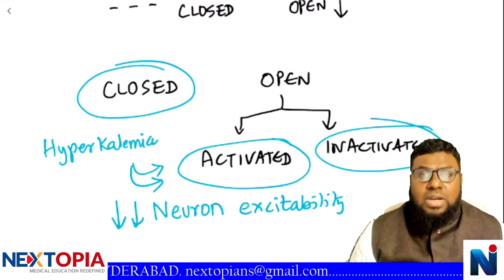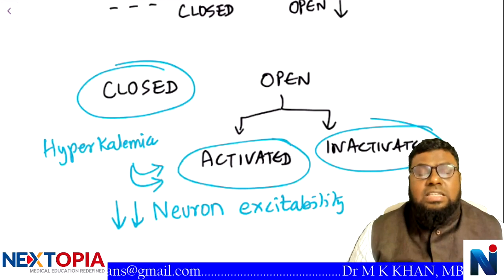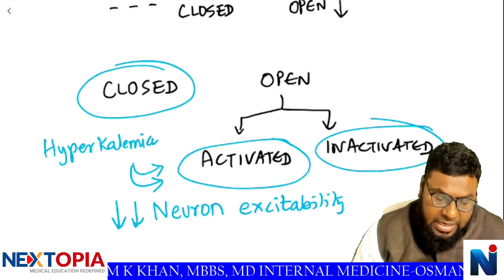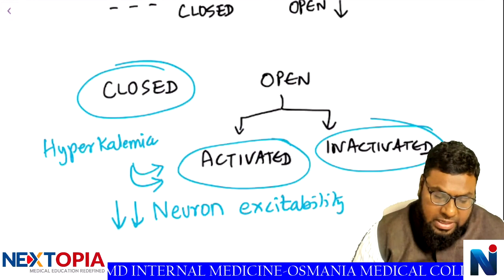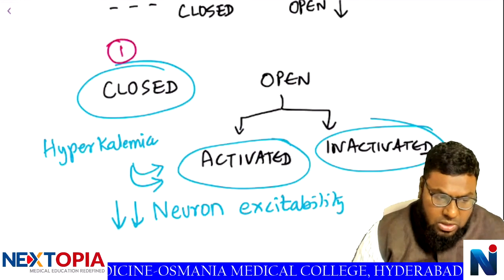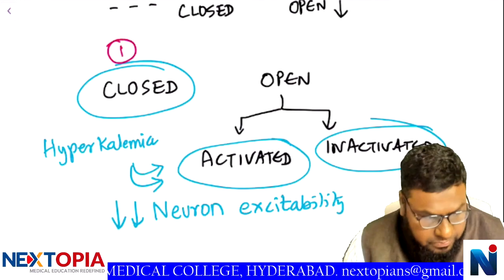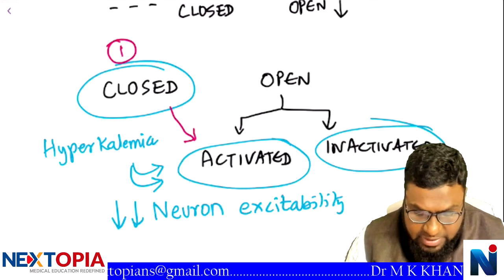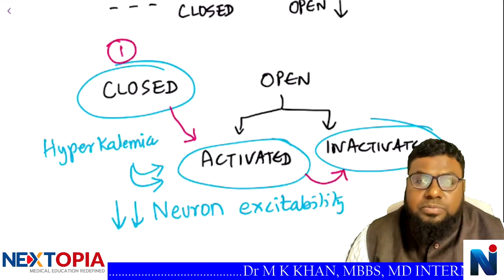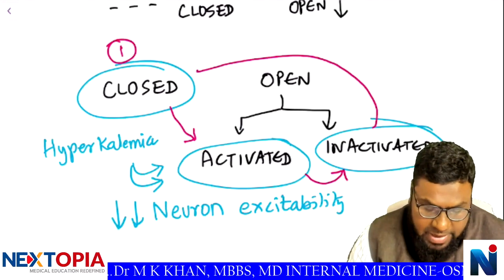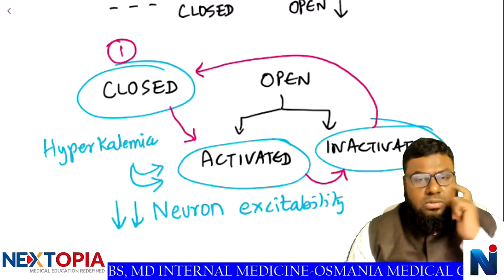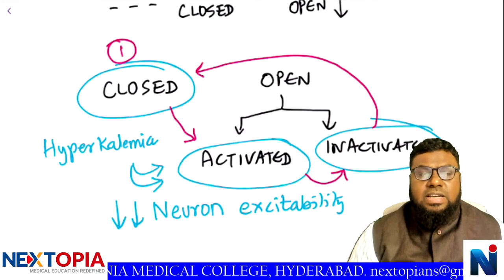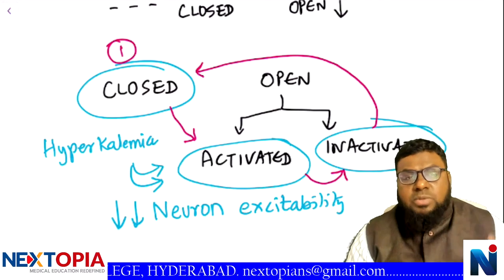Once the cell repolarizes, what will happen to the fast channels? The fast channels are brought back to the closed state. I can show you a flow chart here. The first step is closed. From closed it becomes activated open. From activated open it becomes inactivated open. From inactivated open it goes back to the closed state. So depolarization followed by repolarization, and this is the process happening.